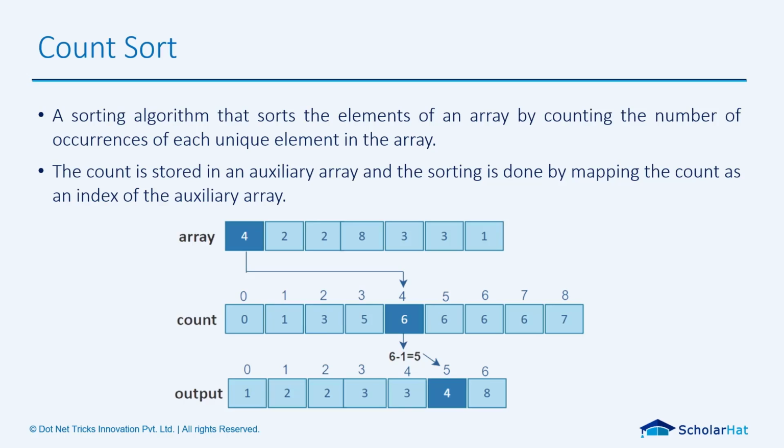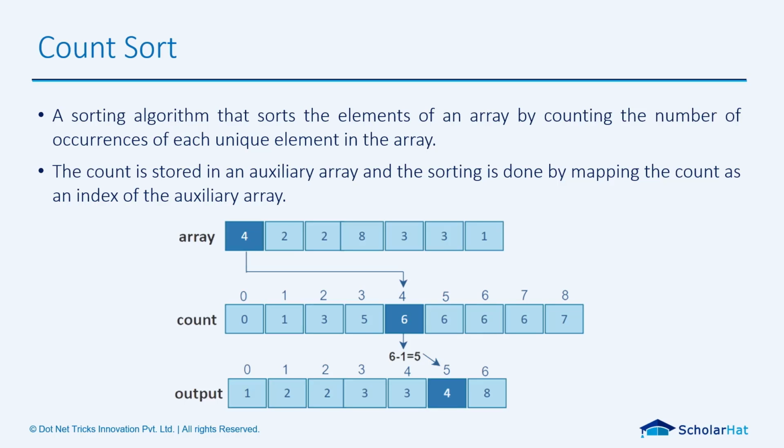We get the length using some variable, and after that we find the maximum element in the array by iterating through the elements. Then we create a count array of size max plus 1 to store the count of each element, and iterate through the input array and increment the count of each element in the count array. Then we modify the count array to contain the actual position of each element in the sorted array by adding the previous count to the current count.